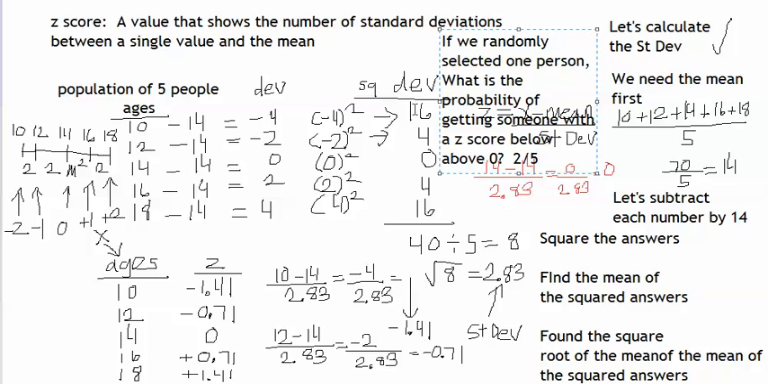But before we do that, let's say, what is the probability of getting someone with a z-score between -1 and +1? Well, this is 3 out of 5. This is too low, this is below -1. This is above 1, so it's too high, so it's 3/5.